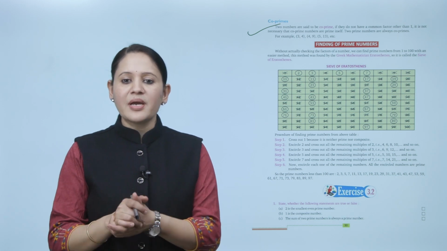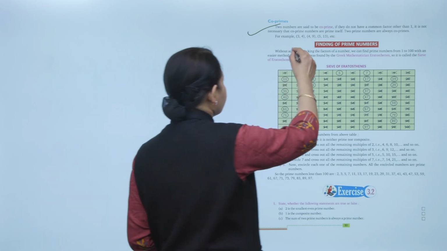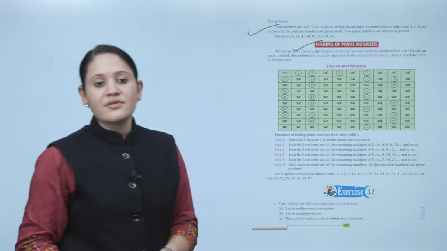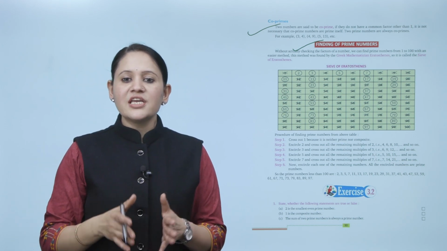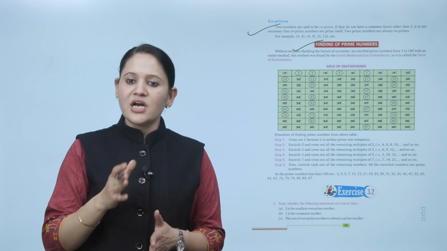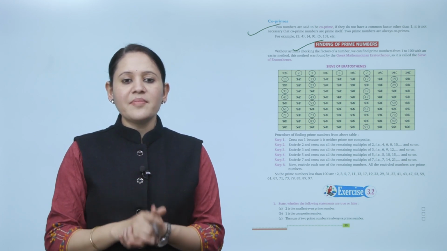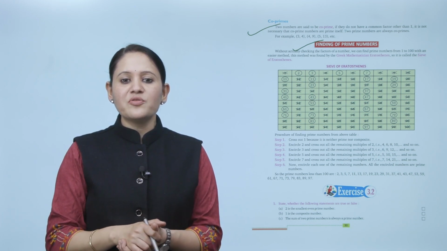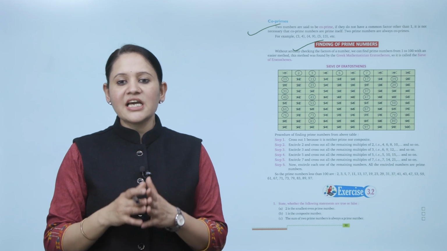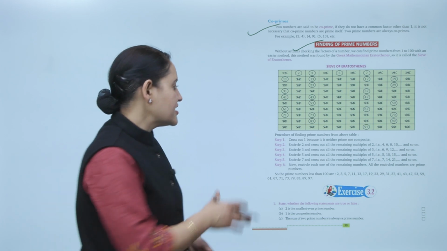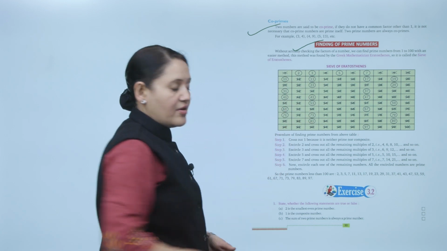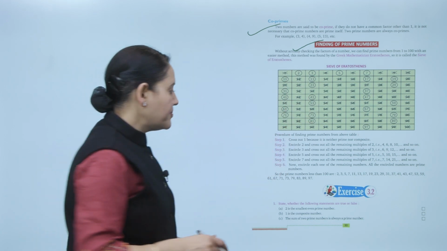Next is finding of prime numbers. Without actually checking the factors of the numbers, we can find the prime numbers from 1 to 100 with an easier method. The method was found by the Greek mathematician Eratosthenes. So it is called the sieve of Eratosthenes. This is the sieve of Eratosthenes. What is the procedure of finding prime numbers?